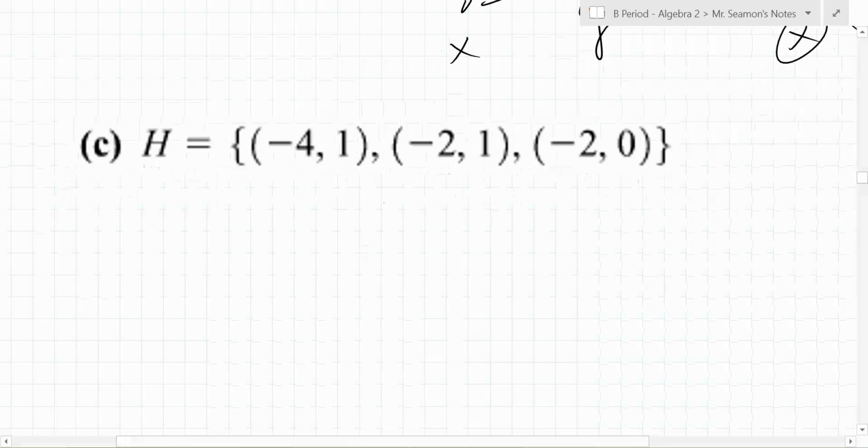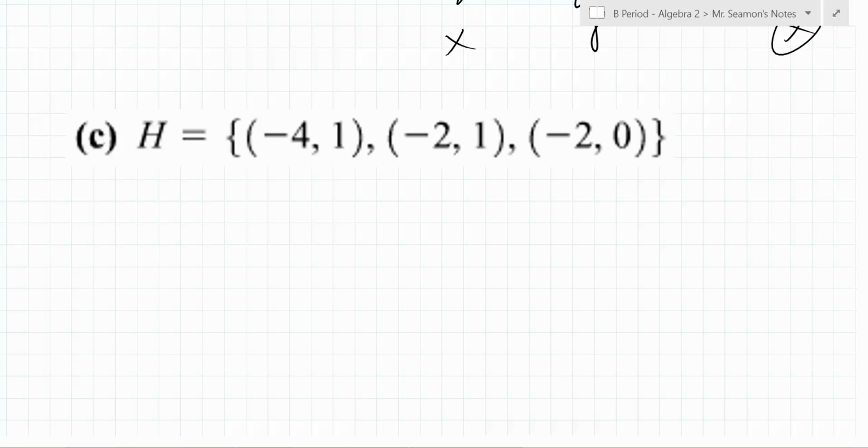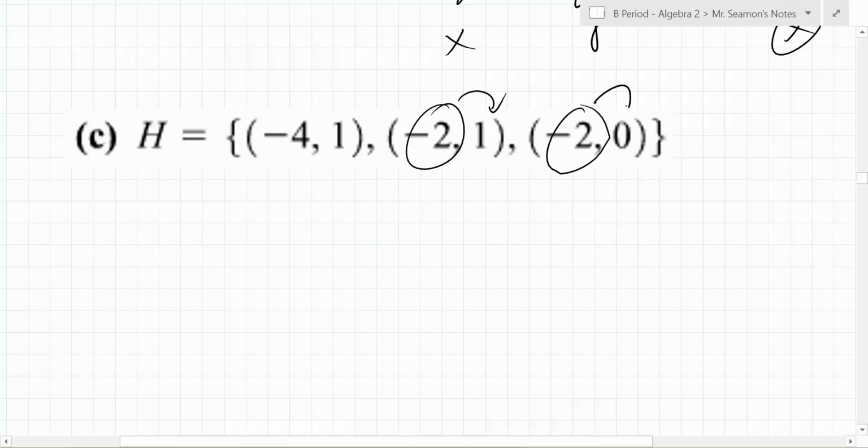No. What about this one right here? Not a function. Why? Because there's one x value that goes to two different y values. Exactly. If I asked you, is this a function, you would say, this is not a function. If I asked you why, you'd say exactly what you just said. It is not a function because the same x value, negative 2, goes to two different y values, 1 and 0.